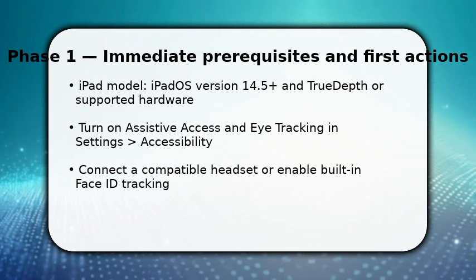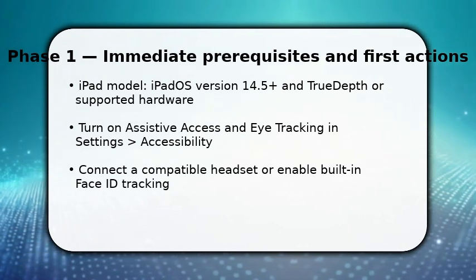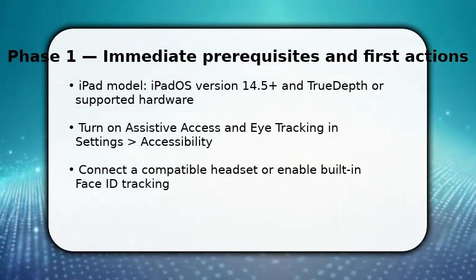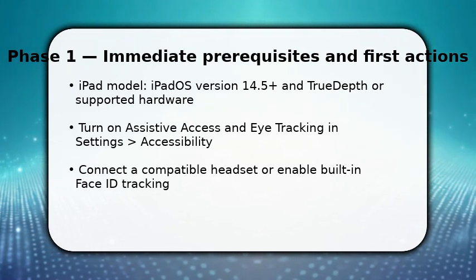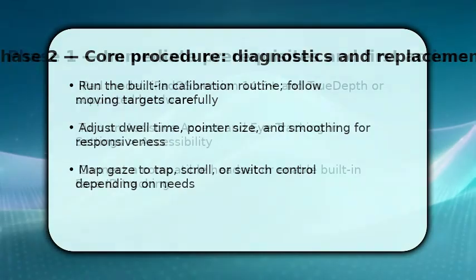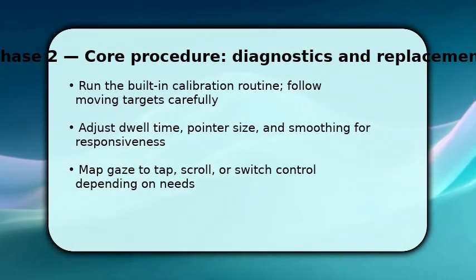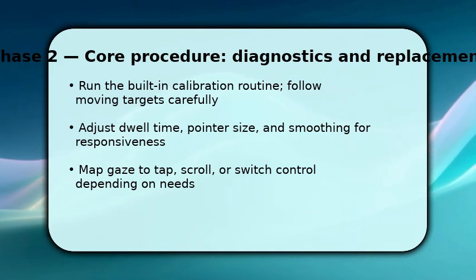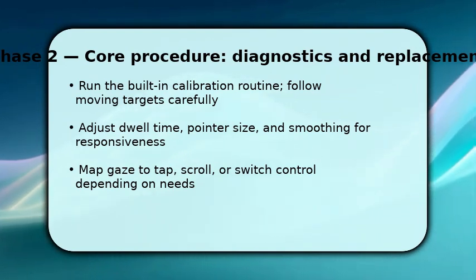You should also position yourself about 40-60 cm from the screen, steady your head, and dim harsh backlight so the camera reads gaze reliably. Now you calibrate so the system knows where you look. Start the calibration sequence and follow the dots slowly and accurately.